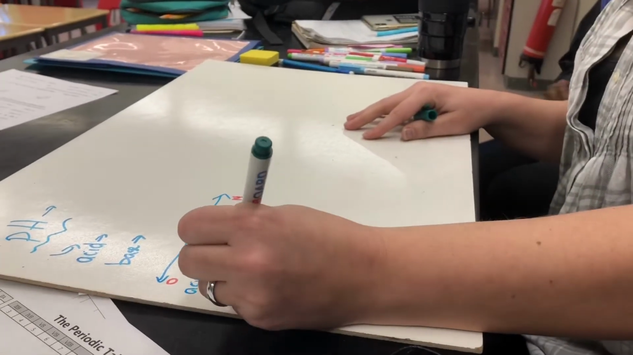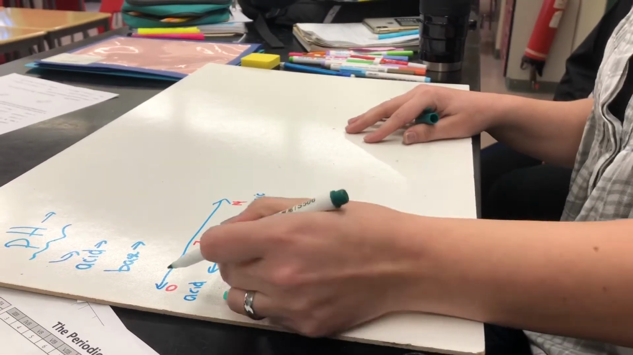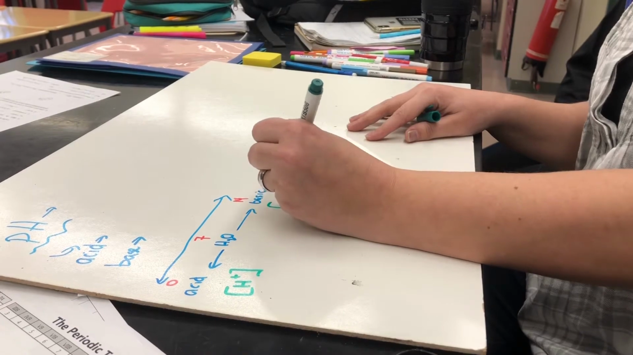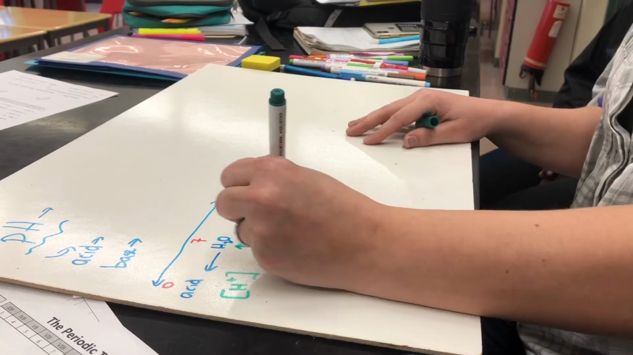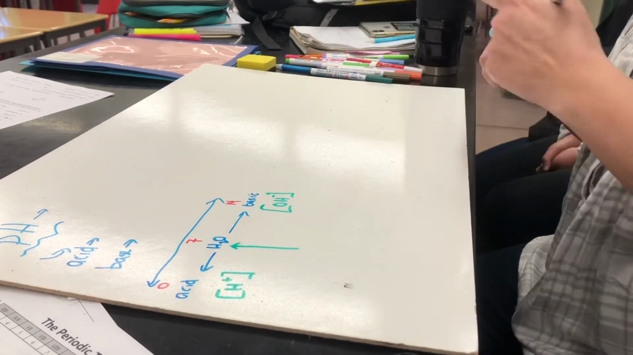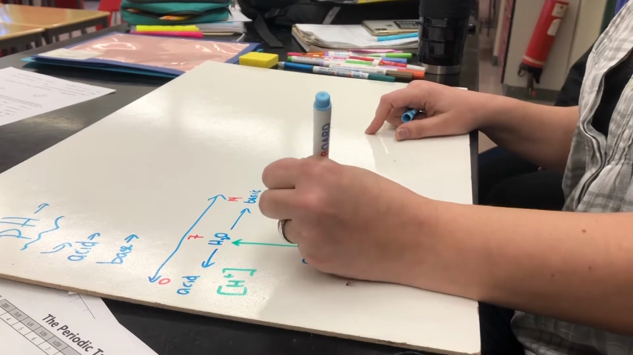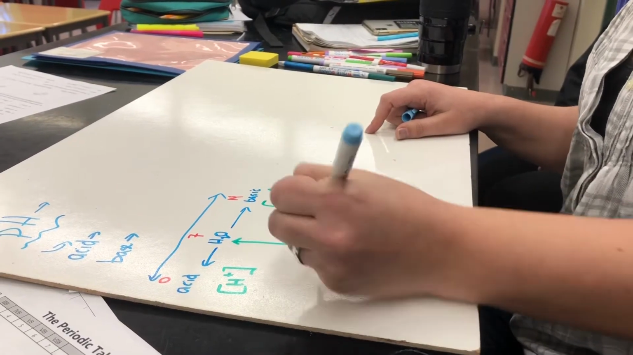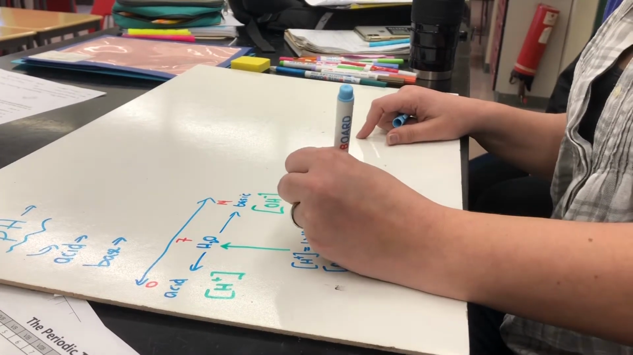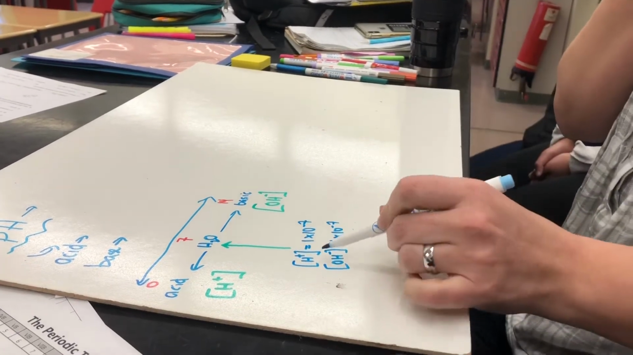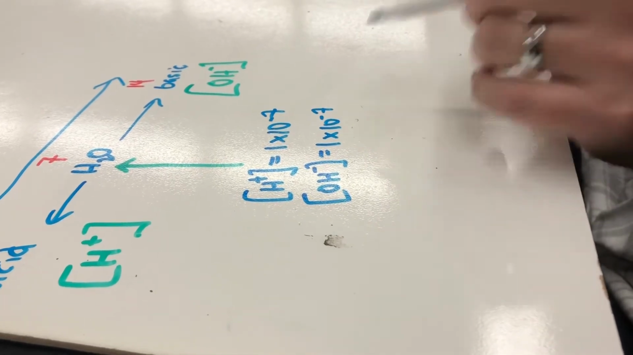So the concentration of hydrogen ions is high when you're acidic, and the concentration of OH ions is high when it's basic. When you are at water, it is exactly equal. So the concentration of hydrogen ions is 1 times 10 to the negative 7, and the concentration of hydroxide ions is 1 times 10 to the negative 7.